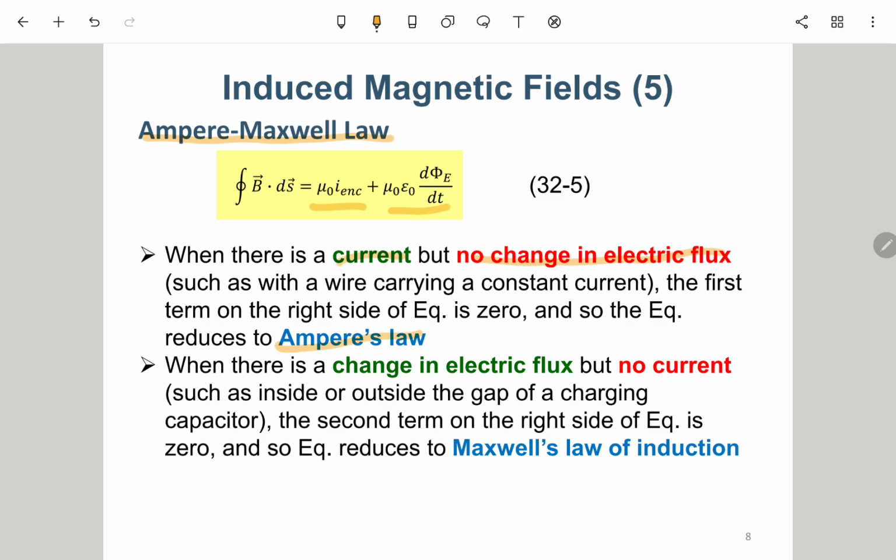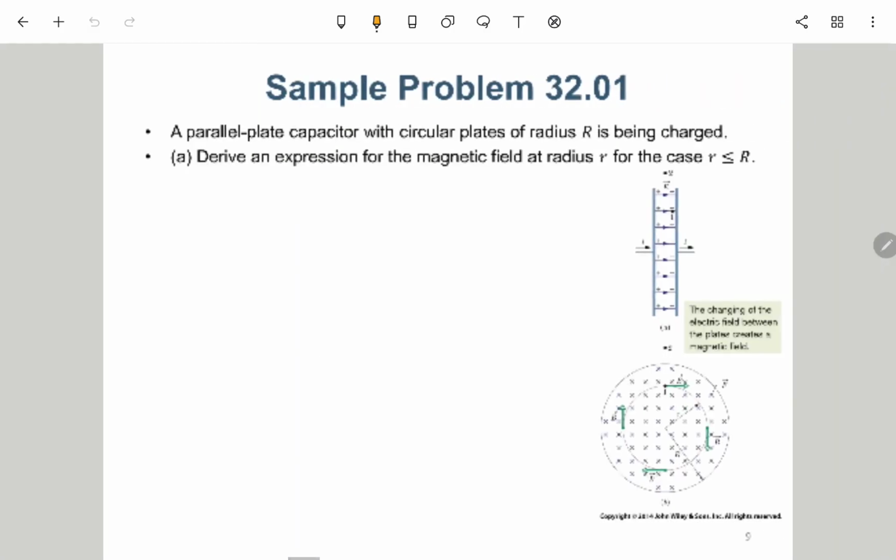This is just to make it more general. So you can just use this thing to handle either case. And then you need to think: if there's only static current and no electric flux change, then we only have the first term on the right side. And if there's no current but electric flux change, then we only have the second term. Okay, so let's take a look at this sample problem.